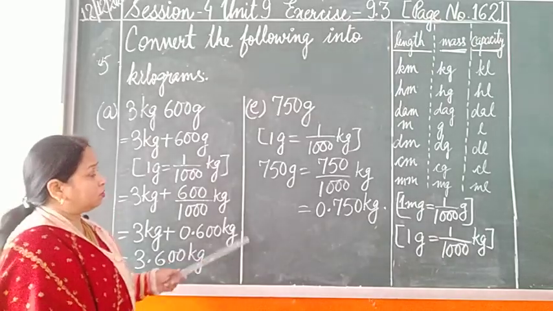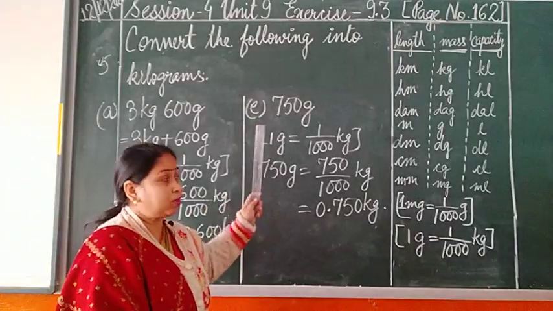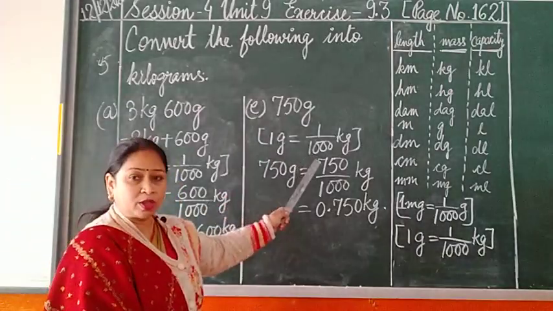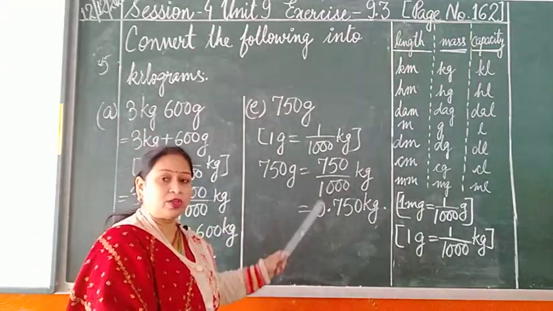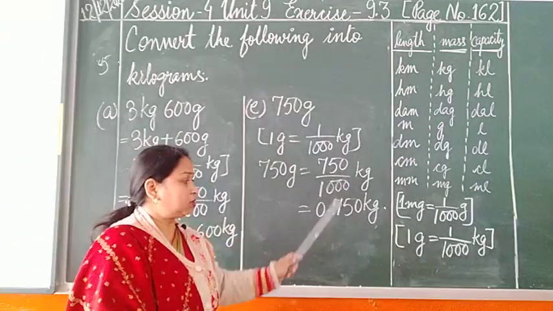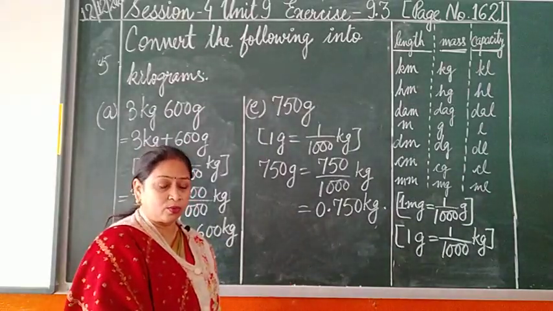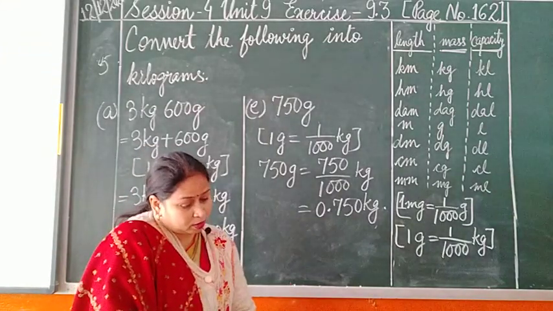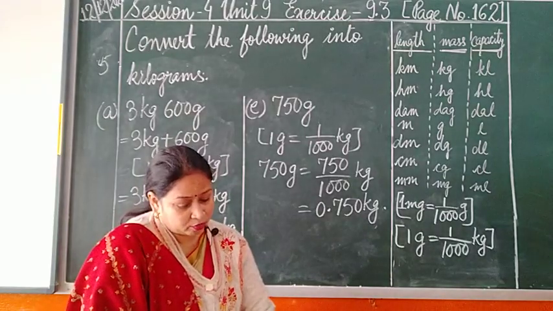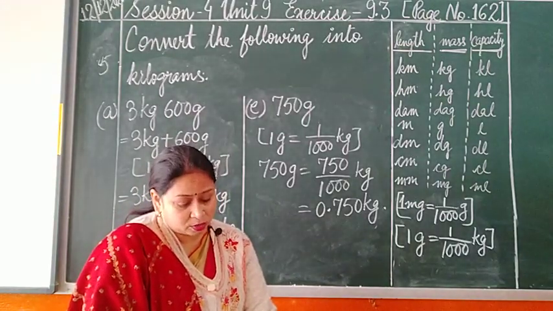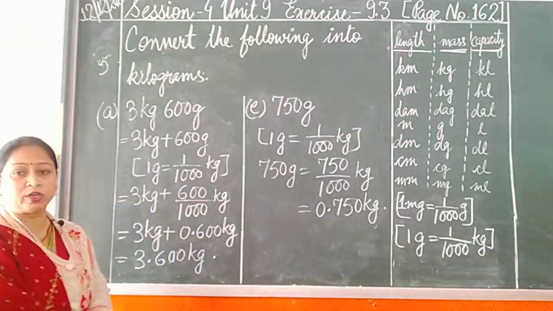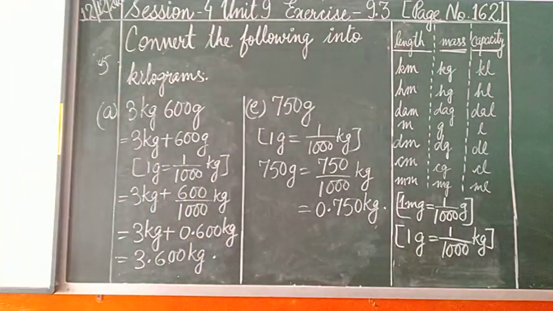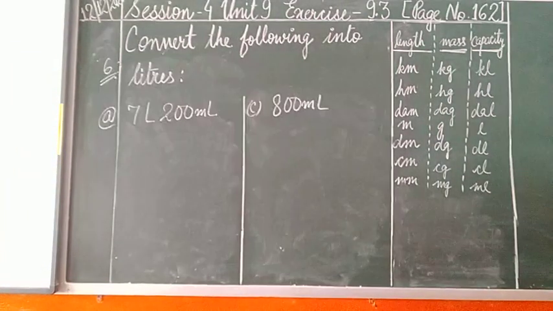Okay. Next one is 750 gram. 1 gram equal to 1 upon 1000 kg. So, 750 gram will change as 750 upon 1000 kg. So, 0.750 kg. Okay. Still we can complete today question number 6 and 7 also. Okay. Let us do it. Convert the following into liters. That is the next question we have to take up now.